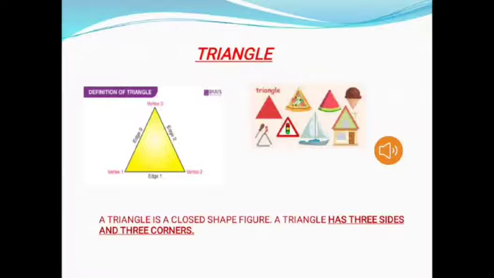We will start with the triangle. A triangle is a closed shape figure. A triangle has 3 sides and 3 corners, or you can say 3 edges and 3 vertices. Some examples of triangles you can see all around, like pizza, the ice cream cone, and also the signals. Okay, so those are a few examples of triangles.